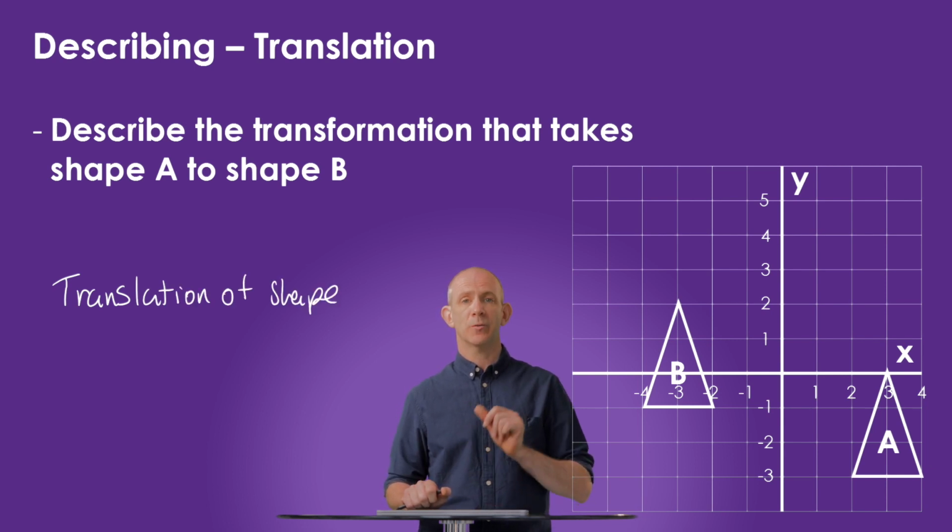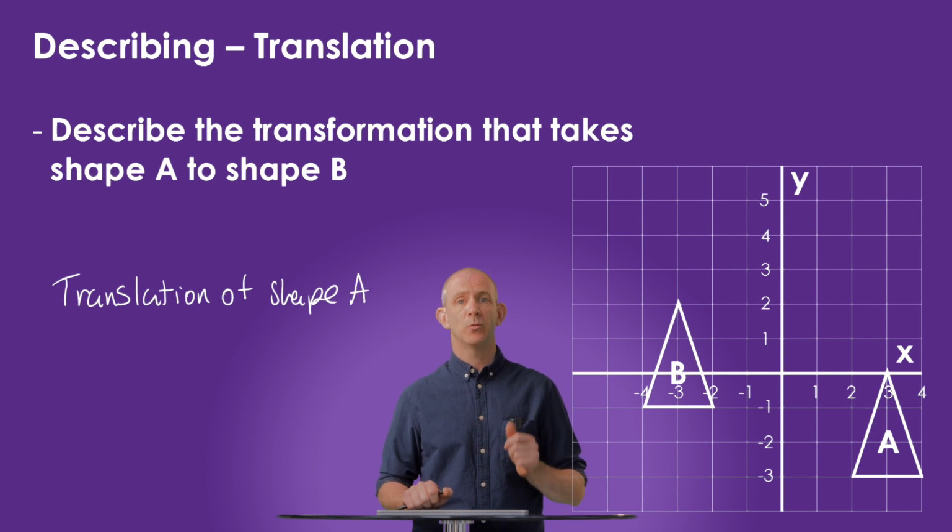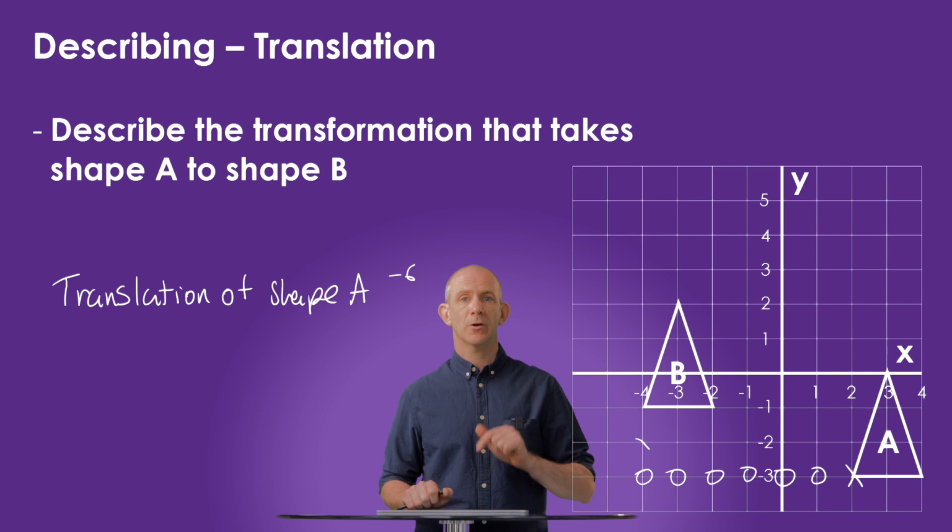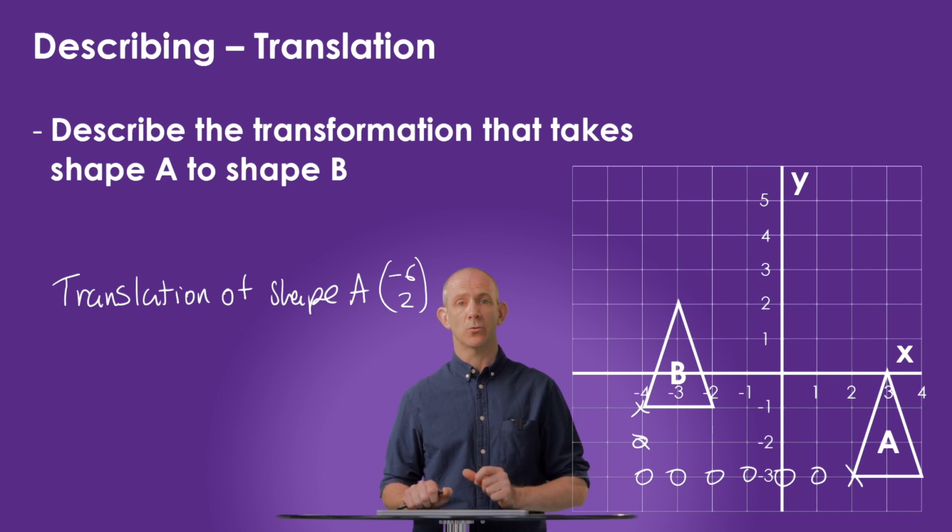Again, if you focus on a particular corner of shape A, we can look at the bottom left-hand corner here. How do I get from that corner on A to the same corner on B? I'm going to have to move left on the x-axis. So it's going to be a negative number, and I'm going to move across by 6 places. So that's -6. I'm going to move up by 2, so therefore I can say this is a translation of shape A by the vector -6, 2.